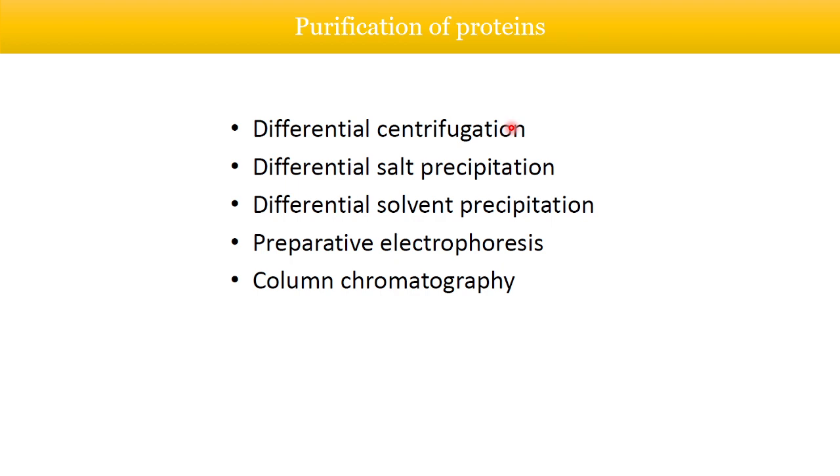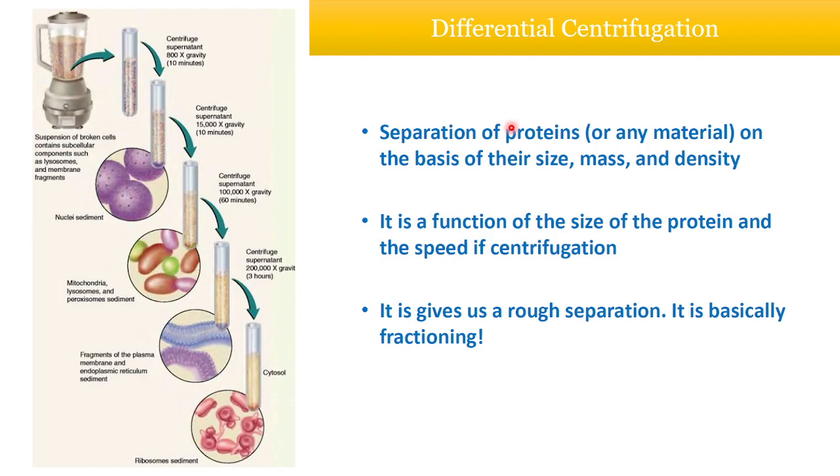Okay, now coming to the purification of proteins. Purification of proteins can be done in several ways. One is differential centrifugation. You have differential salt precipitation, solvent precipitation, preparative electrophoresis, and column chromatography.